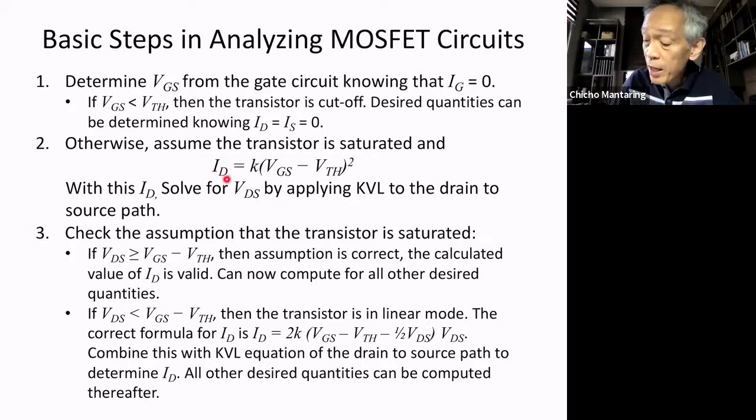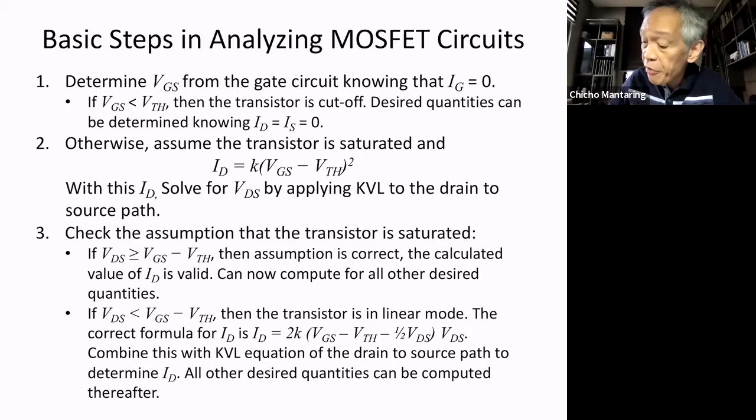So we use this formula to determine the value of ID. Now, after solving for ID, we solve for VDS. How do you solve for VDS? You apply KVL to the drain to source path. Just like when we solve for VCE in a transistor, we apply KVL from the supply to the VCE path, the supply to ground path. So same here, no?